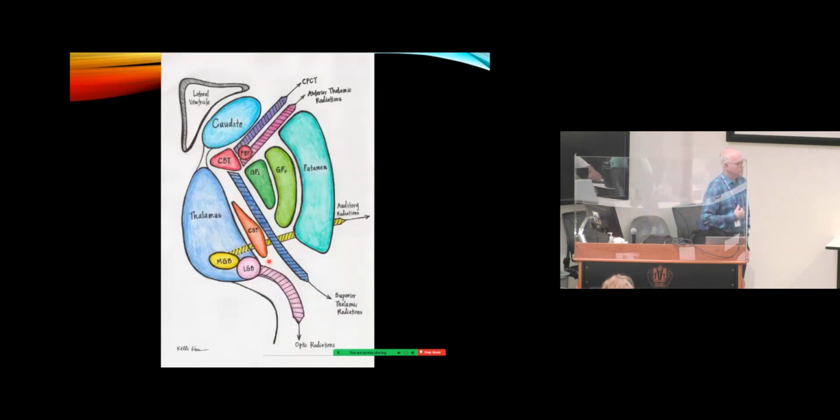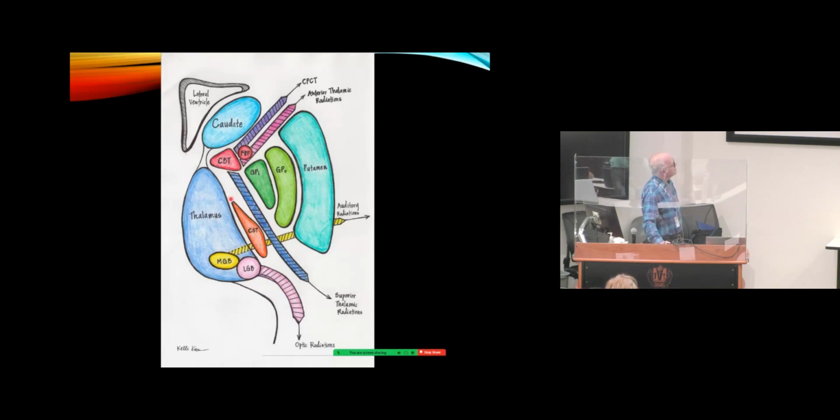I had a student make this really nice drawing of the internal capsule. These nuclear structures we will talk about later. For now, let's just talk about what is in the anterior limb, what is in the genu, what is in the posterior limb.